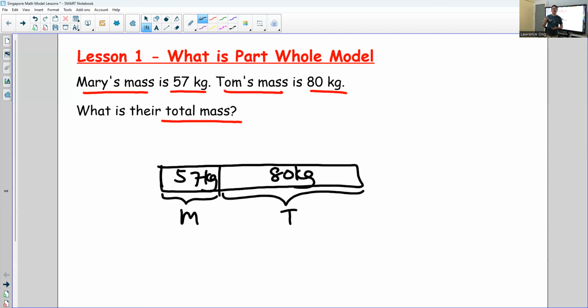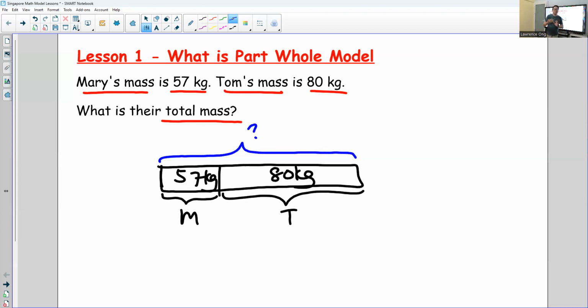The next important thing that we must have is a question mark. What is their total mass? Your question mark will be the entire rectangle. You have to find the value of this whole rectangle. So the arrow sign refers to the value, how big the rectangle is. That's where you put the question mark, and that's your model.